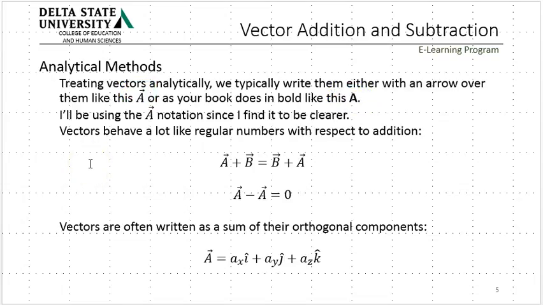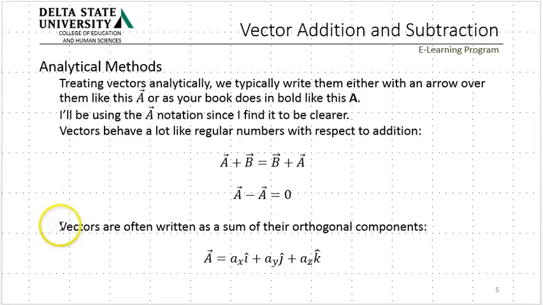Just like in regular algebra, a vector A plus a vector B is also the same as the vector B plus the vector A. It doesn't really matter if I walk 5 miles east and then 3 miles north, or 3 miles north and then 5 miles east. I end up at the same place. That's all well and good. The other thing is, if I take A and subtract A, I get 0. Great. Math with vectors works kind of like you expect it to.